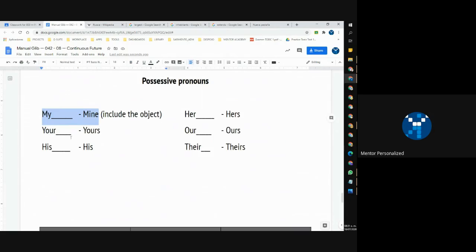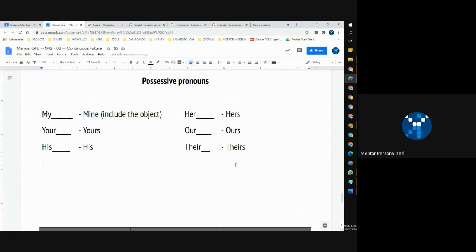Repeat. My computer, mine. Your computer, yours. His computer, his. Her computer, hers. Our computer, ours. Their computer, theirs. So you can say something like, whose computer is that?